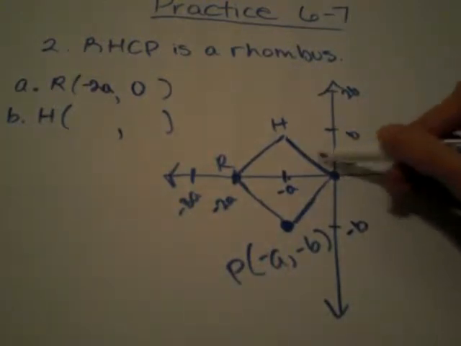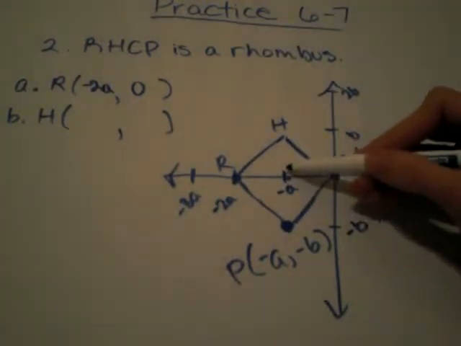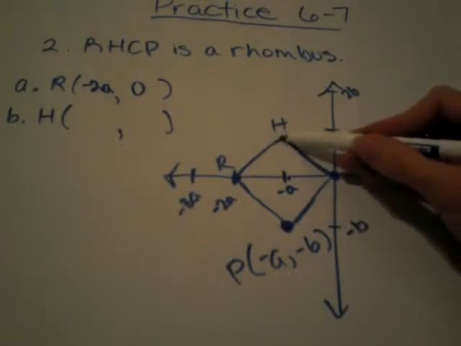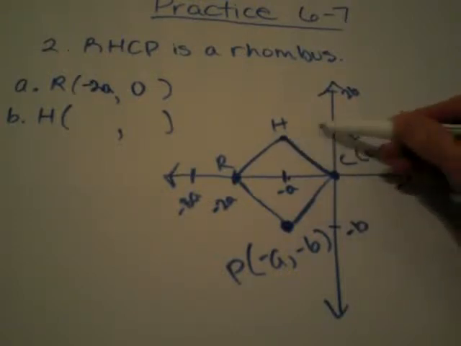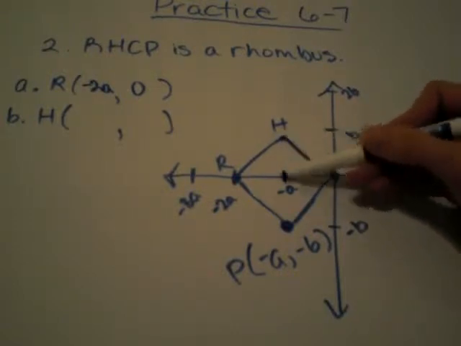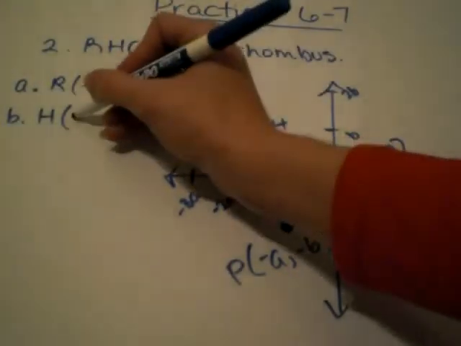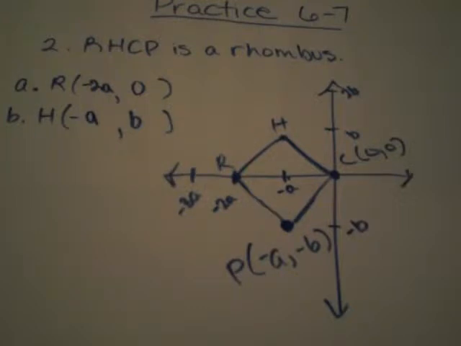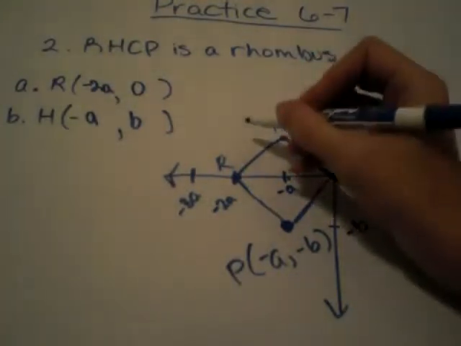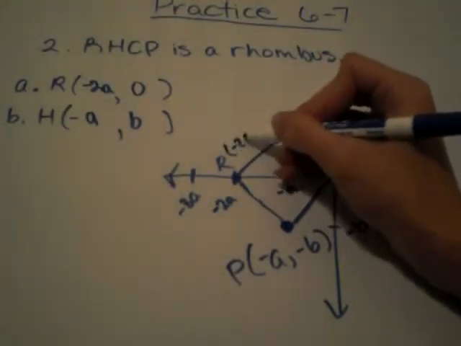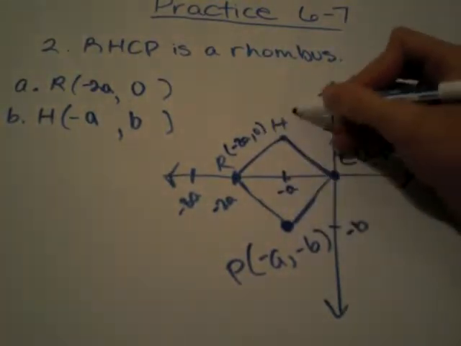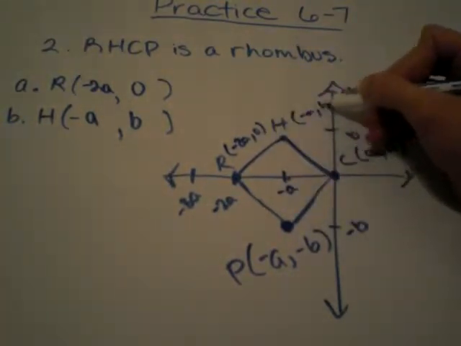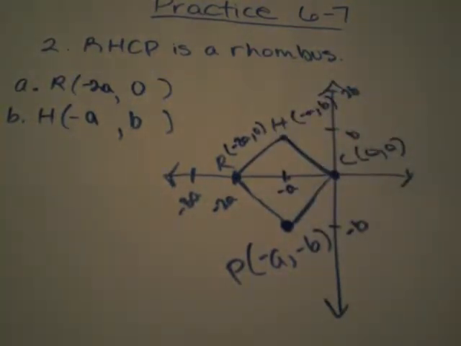For H, we will go backwards 1a and up to b. So again, your y value comes from this mark here, and your x value from this mark here. So we have -a, b for our coordinate H. Okay, and we can label these on here as well. We'll put -2a, 0 for R, and -a, b for H.